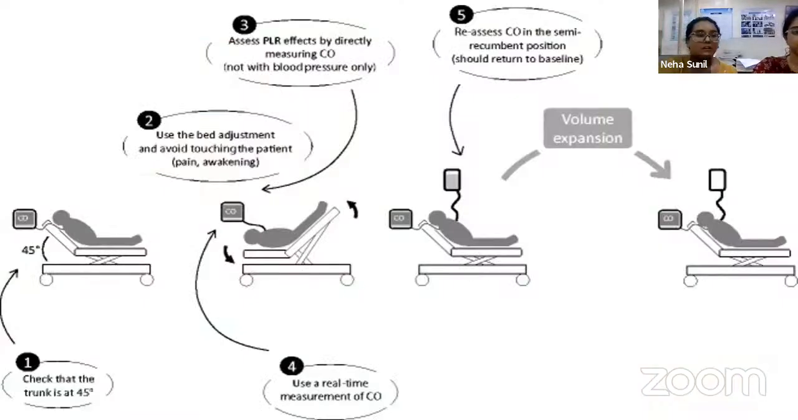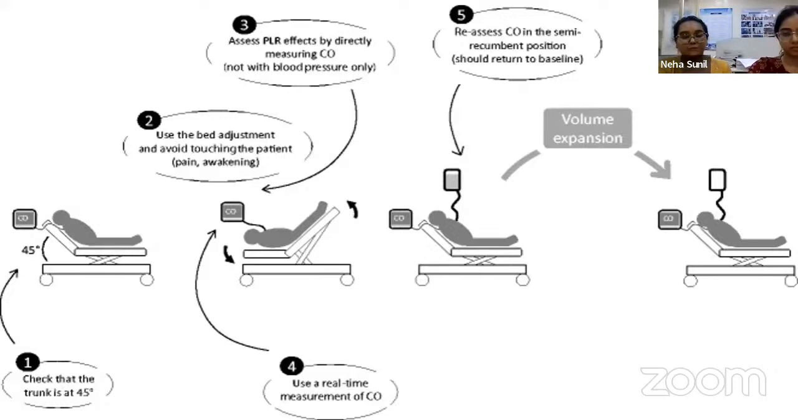This is a picture depicting how the passive leg raise test is done. The patient's legs are lifted at a 45-degree angle for about 60 to 90 seconds. This maneuver helps the blood that was pooled in the legs to come to the heart, which will be about 300 ml. And if there is an increase in cardiac output or stroke volume or increase in pulse pressure after this 60 seconds after this maneuver is done, that means the patient will be fluid responsive.